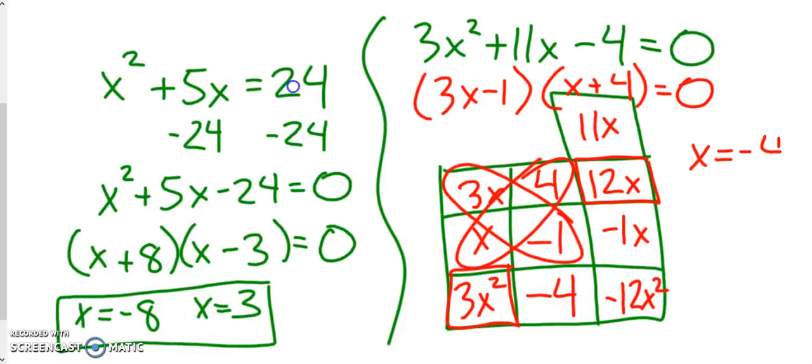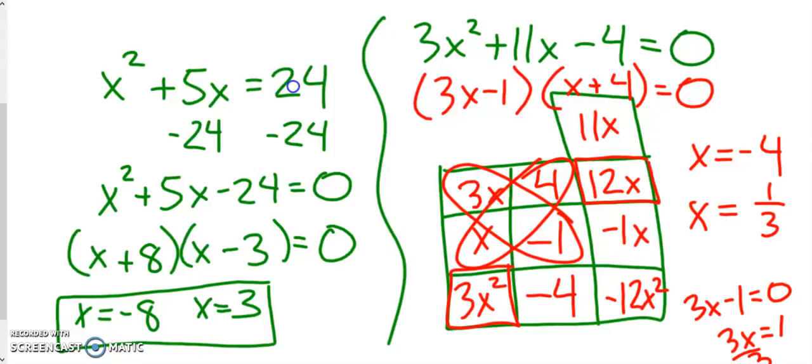So clearly x is negative 4, because if x plus 4 equals 0, then that would be negative 4. The next one would be x equals 1/3, because if I said 3x minus 1 equals 0, then I could add 1 to both sides, 3x equals 1, and then if I divide by 3, I get what I have up here. All right. So that's a review of how you solve these by factoring. Well, let's look at something else.